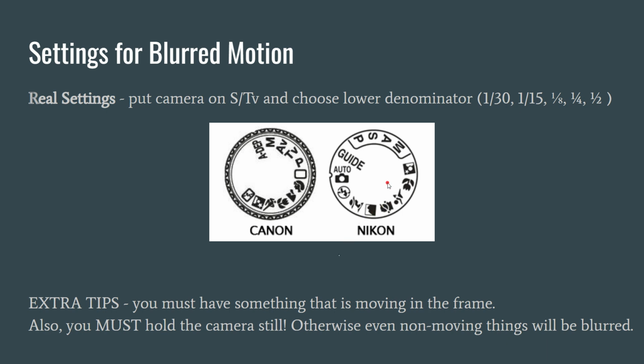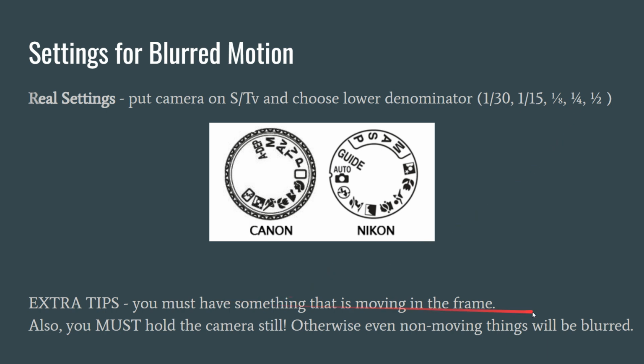But this is a nice, easy way to shoot where you get some control, and it's a good photo one level or intro to photo class level. So you put your camera on S if you have a Nikon, or TV, which is my understanding means time variable, for a Canon, and you shoot with a lower denominator. Remember, the lower the denominator, the more you have of something. So 1/30th of a second, 1/15th, 1/8th, 1/4th, something like that.